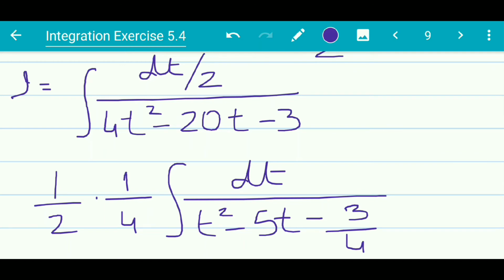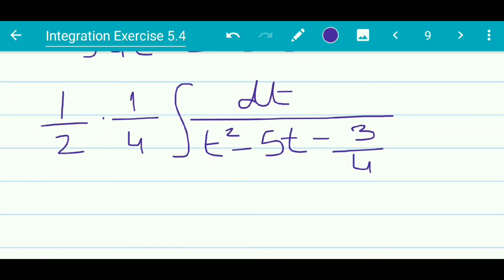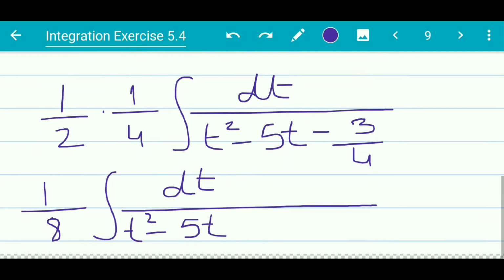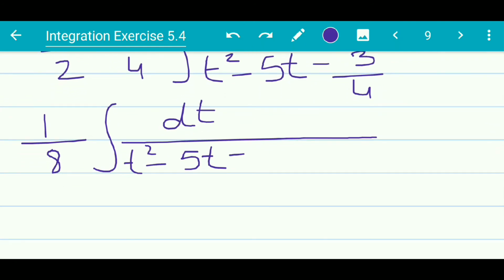Okay, once we do this, now as usual, as we did in the previous sum, we can combine this and write 1 upon 8 integral dt upon, we can just complete the square now. So t square minus 5t, just like the previous sum, when we complete the square, the last term is going to come out as 25 upon 4. In the previous sum itself we found out in third sum. So plus 25 upon 4 minus 25 upon 4 minus 3 upon 4.